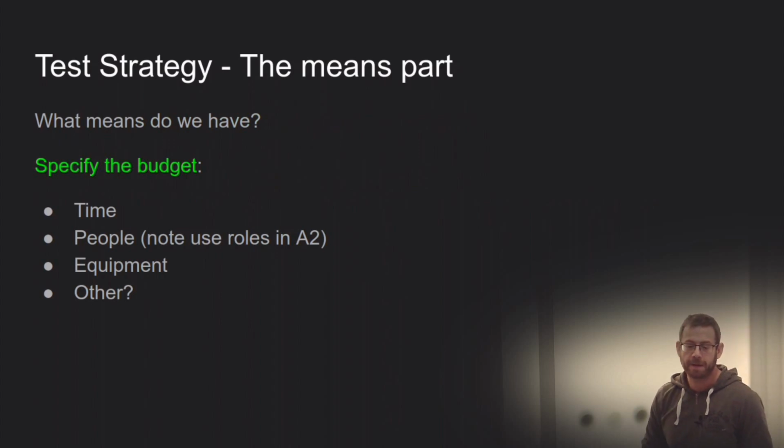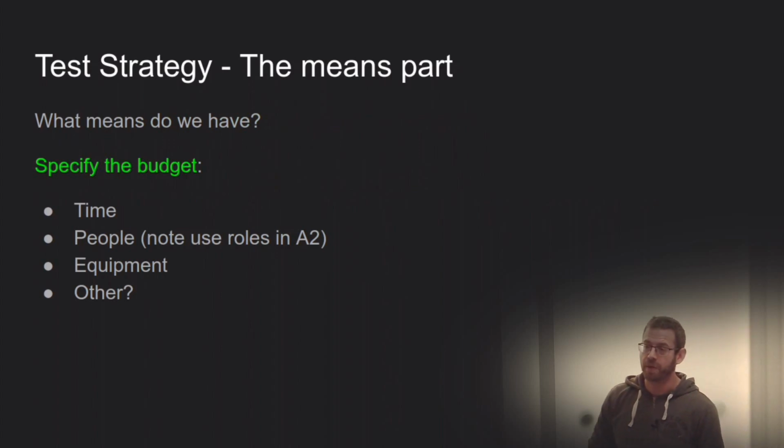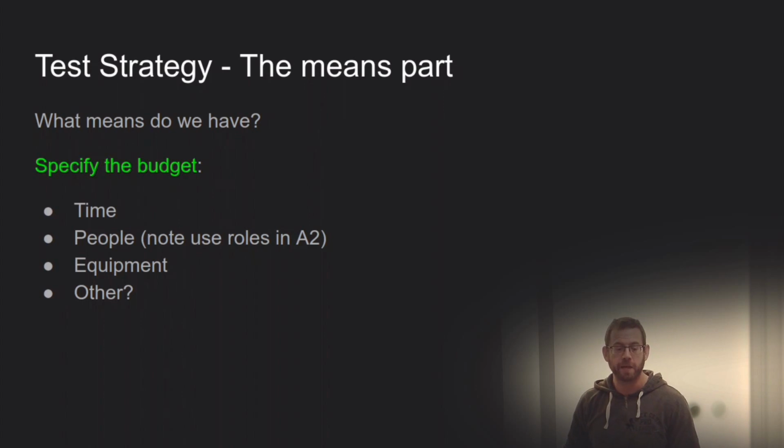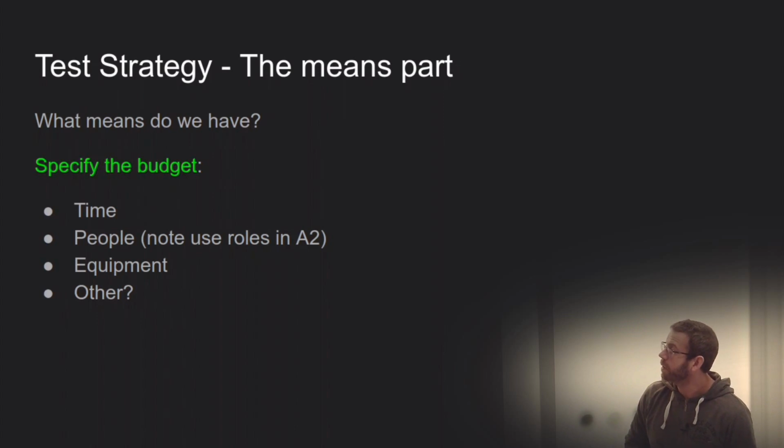And then we have the means part, and that was sort of the budget for this. What is the time available? Who are the people available? And in assignment 2, I think it's a good thing to give each other different roles. So perhaps you have some test lead or the like, because I want these documents to be anonymous.